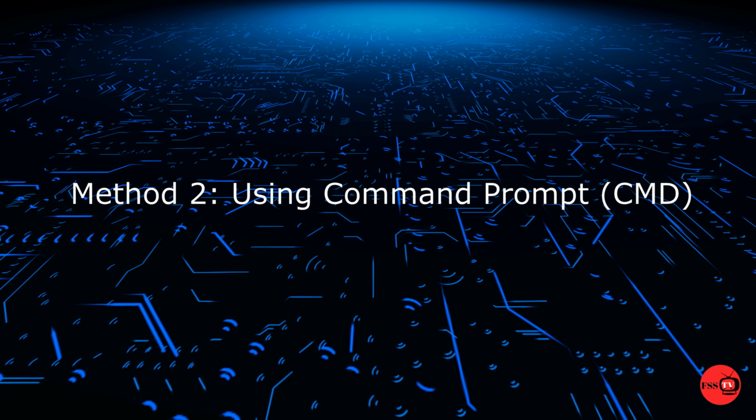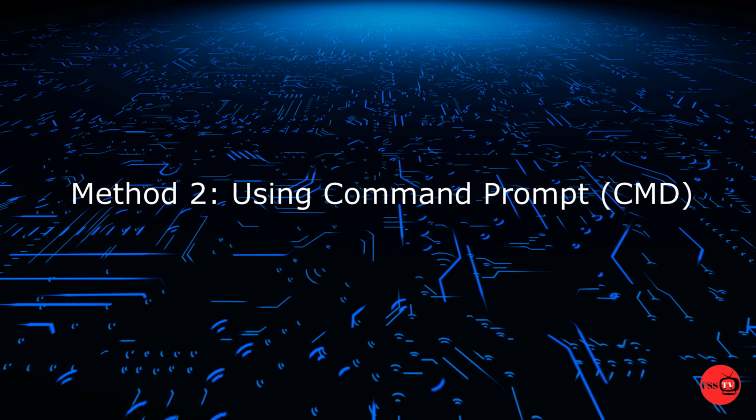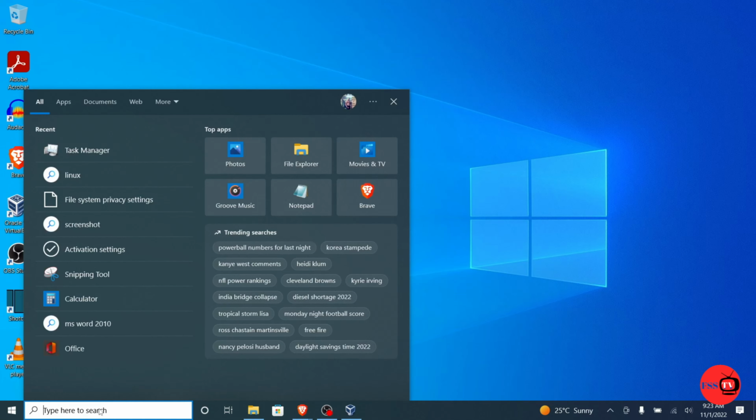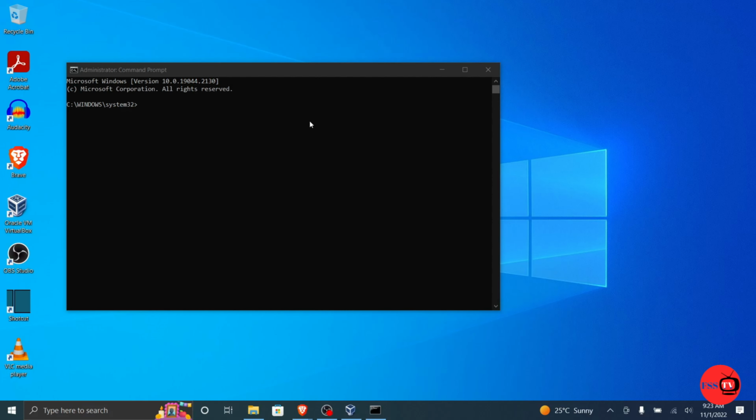You can also check whether your PC supports virtualization using CMD. Search for CMD in the Start menu and open it by clicking on Run as Administrator. Now a pop-up will open and ask you if you want to allow this app to make changes to your device. Just click Yes. Now type this command, systeminfo, and press the Enter key to execute the command.